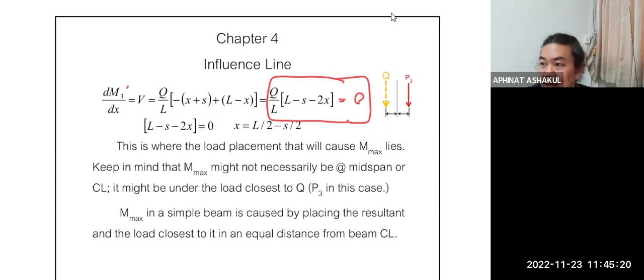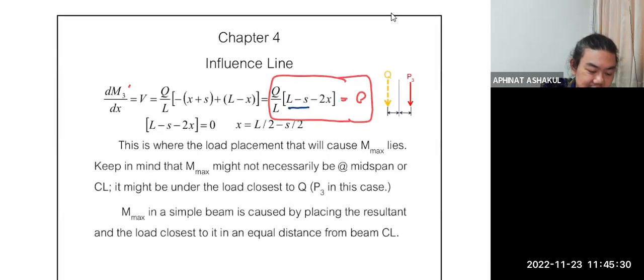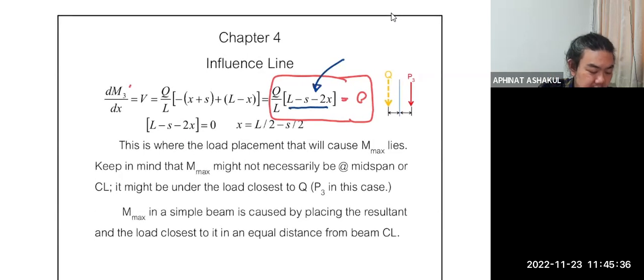Q is the summation of your load, can't be 0. L is the length of your beam, can't be 0. So the only way that this equation can become true is that this term must be 0. Correct? So this term has to be 0, and therefore from that we know that x is equal to L over 2 minus S over 2.